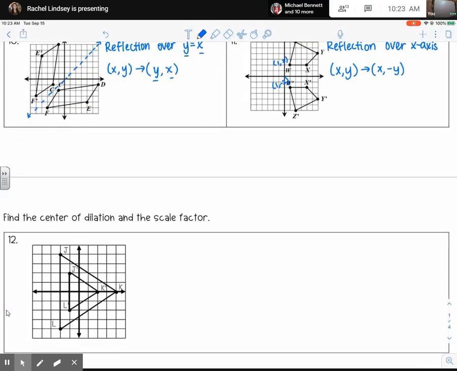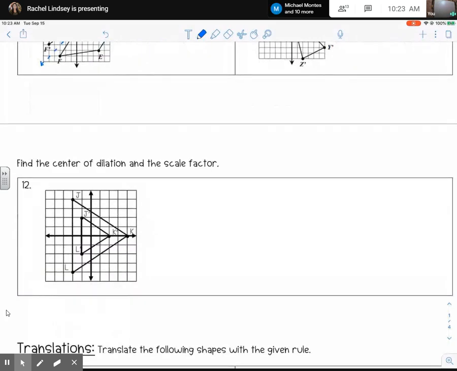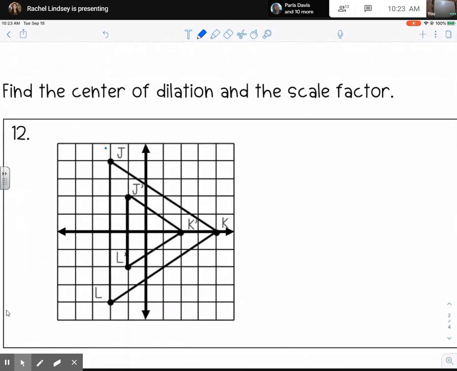Okay. Now number 12, it wants you to find the center of dilation and the scale factor. So if you had to find the center of dilation, remember you just draw straight lines through the point and its prime. See where they all intersect. And for this one, where's my center? 0, 0, the origin. The origin. Yeah. Good.